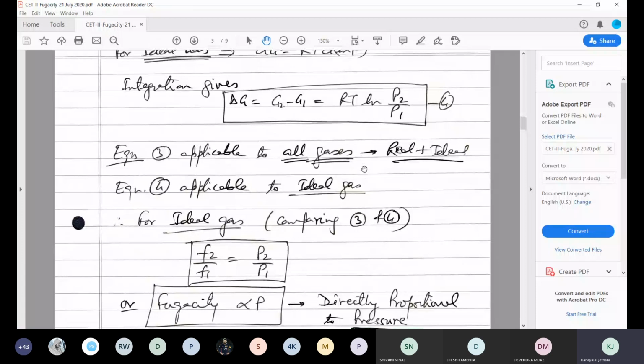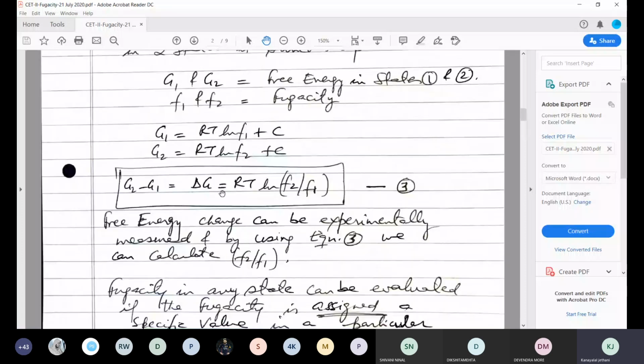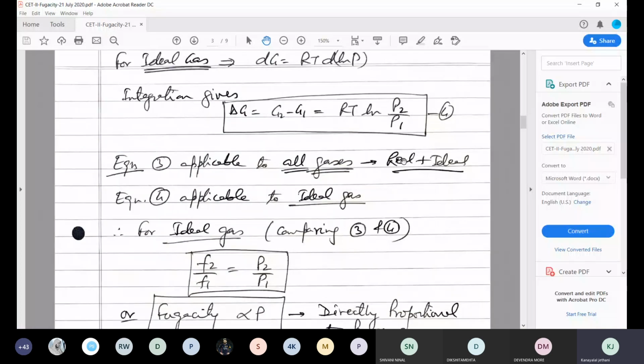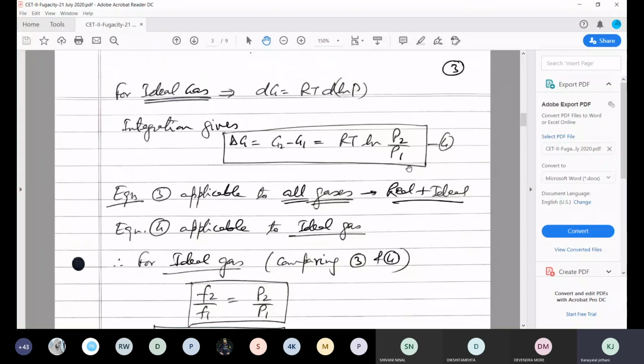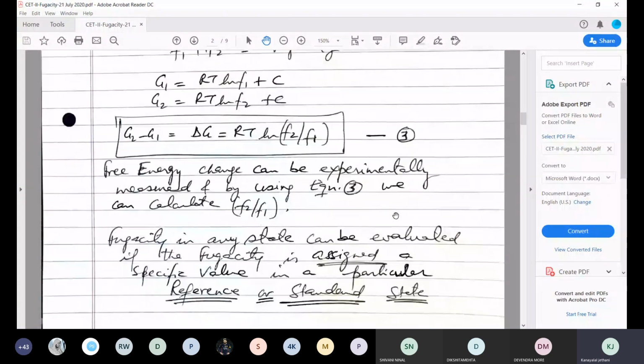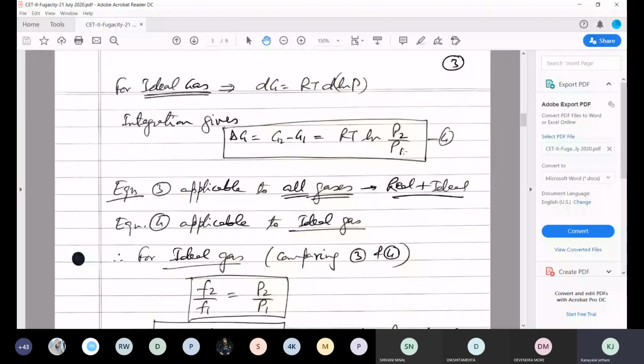Equation 3 is delta G is equal to RT ln F2 by F1. This is for real gases, right? And for ideal gases, delta G is equal to RT ln P2 by P1. Now, if you apply both these equations to ideal gas, because real gas is also ideal at low pressure, the left hand side is the same, RT, RT cancels. So ln F2 by F1 is equal to ln P2 by P1. That means F2 by F1 is equal to P2 by P1 for ideal gas, right?